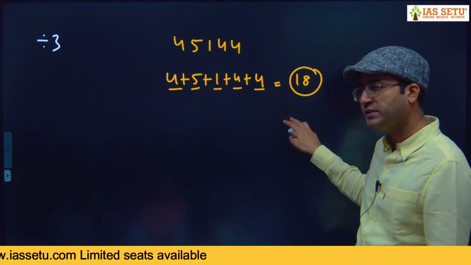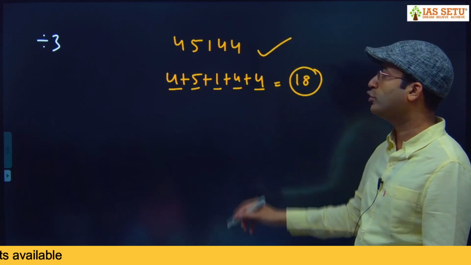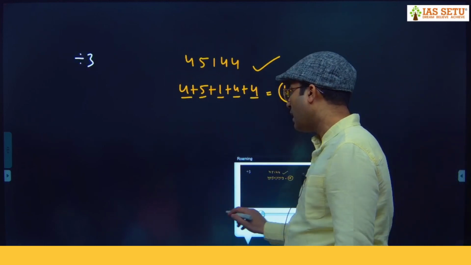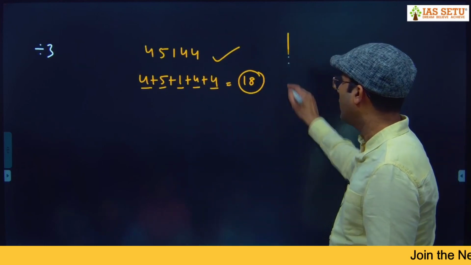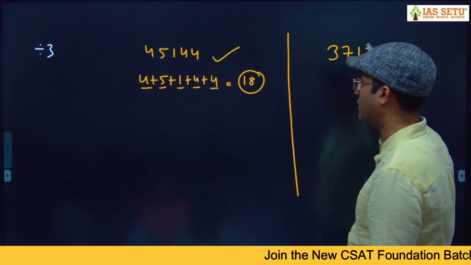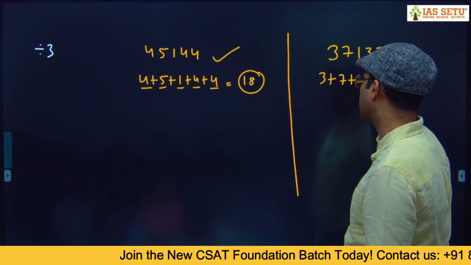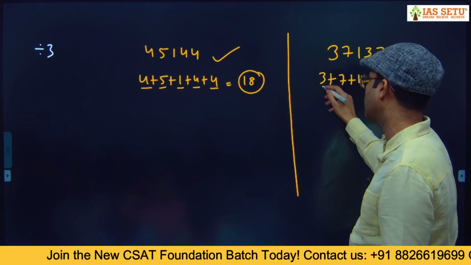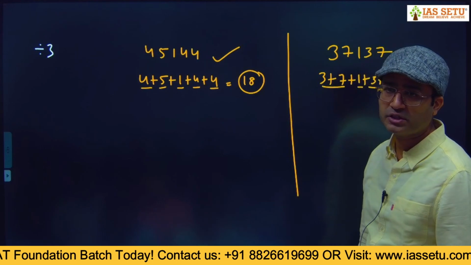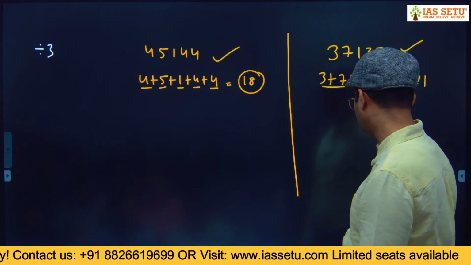So this 18 is sufficient to tell you whether this complete number is divisible by 3, yes or no. If 18 is divisible by 3, yes. And we know yes, 18 is divisible by 3. So you can say yes, this number is divisible by 3. I take one more number, for example 37,137. So what we will do? 3 plus 7 plus 1 plus 3 plus 7. 10, 11, 21. Is this 21 divisible by 3? Yes. So this number is also divisible by 3.